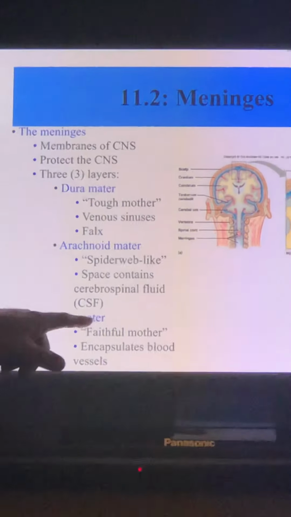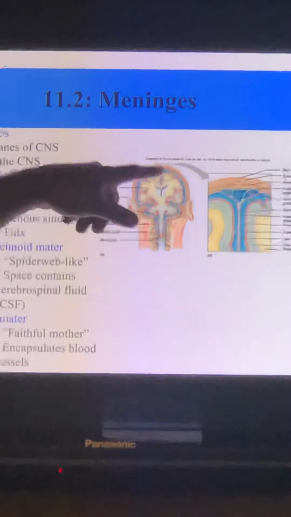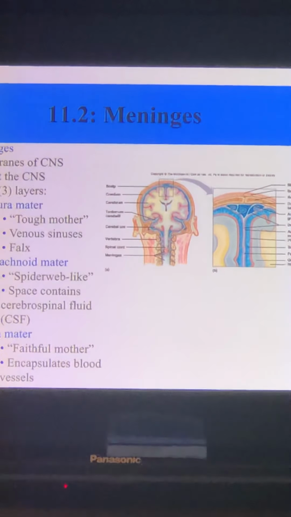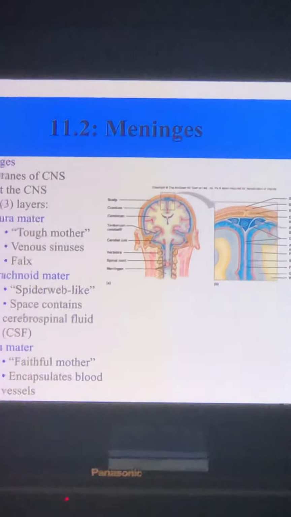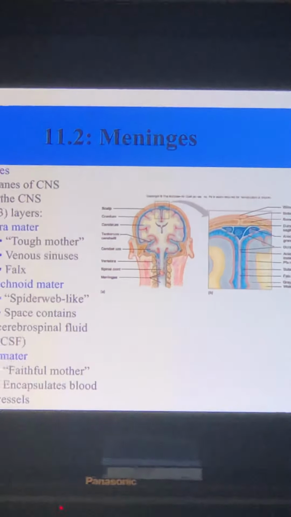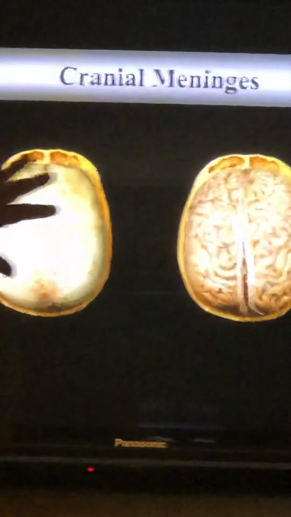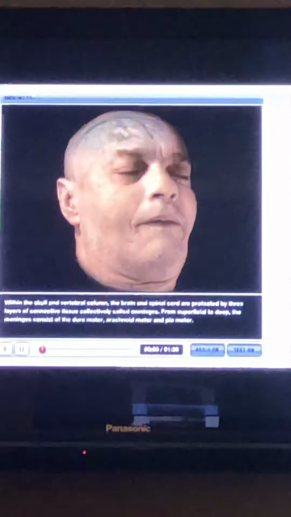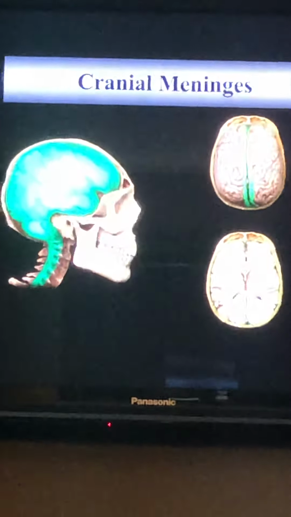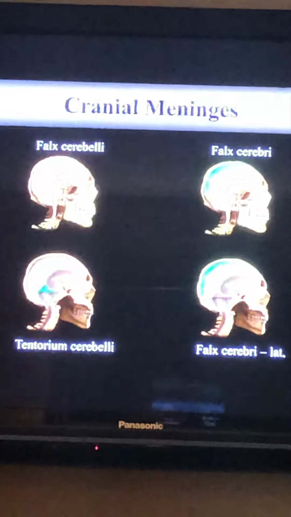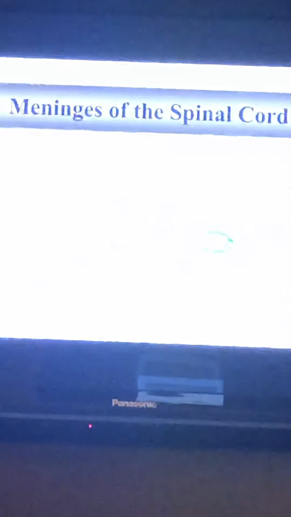The last layer is the pia mater, and it's adhered to the brain surface itself, and it means delicate. It attaches to the brain and cord itself. Now, there's a picture of the meninges on the brain and here where they've been cut off. So your brain has a cover. When you have meningitis, this is what that is an inflammation of, if you've ever heard of that. A lot of pictures here that you guys don't have. You don't need to know those.